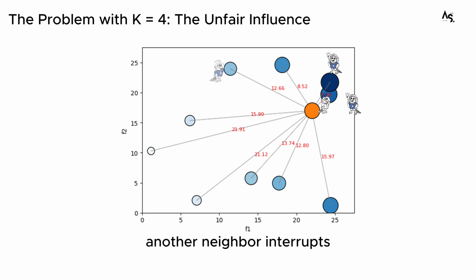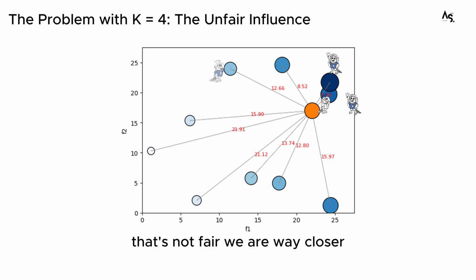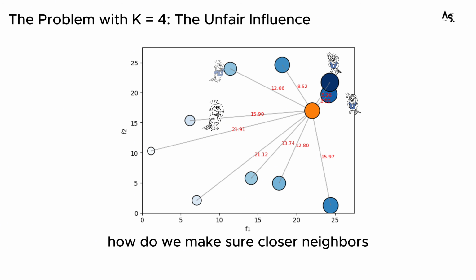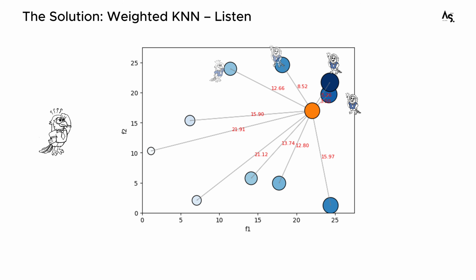Another neighbor interrupts, "Yeah, but he has the same influence on you as we do. That's not fair. We are way closer." Our test circle now has a dilemma. How do we make sure closer neighbors have more influence than those who are farther away?